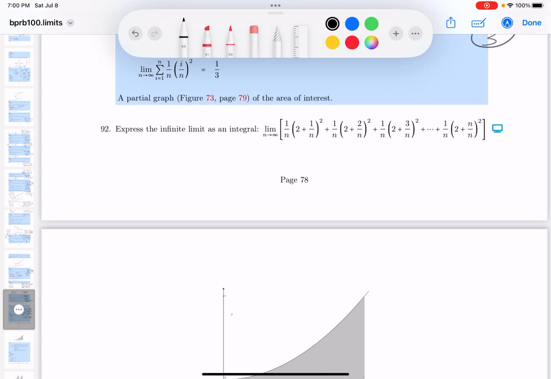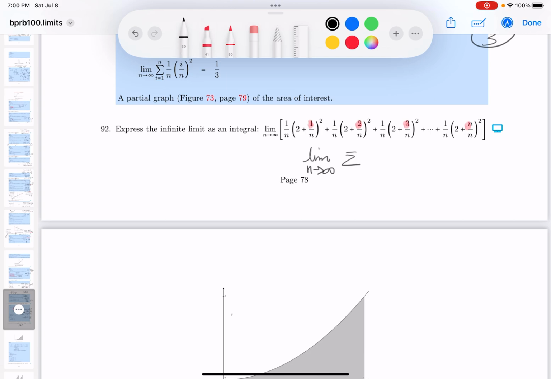Okay, for 92, I got to write the sum down, and it looks pretty strange to me, but let's do this over here. So it's the limit as n goes to infinity. It looks like a sum. I want to point out what I believe is changing over here: 1, 2, 3, up to n. But everything else looks like it's the same thing. So let's write that down.